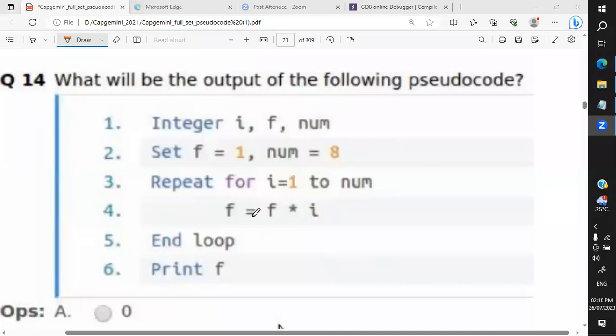What's wrong in that? I didn't get it. Line number 4, you are saying it's wrong. F equals F into I. F is the number which is 1, and I'm multiplying that value with 1 every time. What's wrong in that? I didn't get it. Can you brief me more?